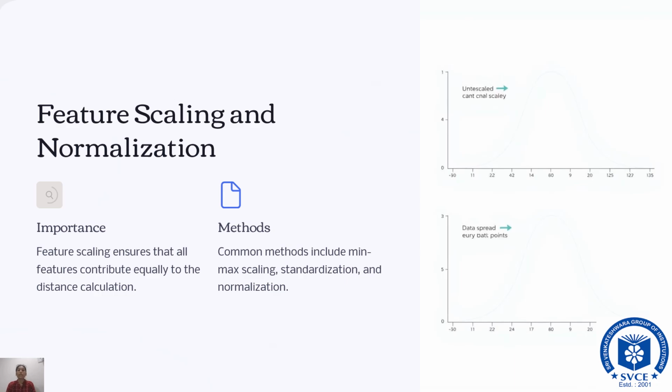Now, feature scaling and normalization. Feature scaling ensures that all features contribute equally to the distance calculation. Some of the common methods include min-max scaling, standardization, and normalization. These are all the methods for feature scaling.